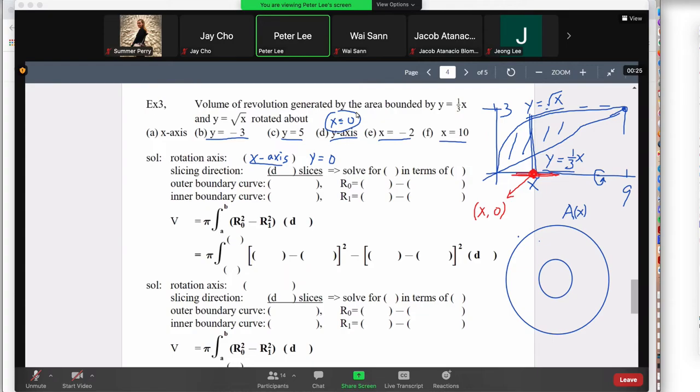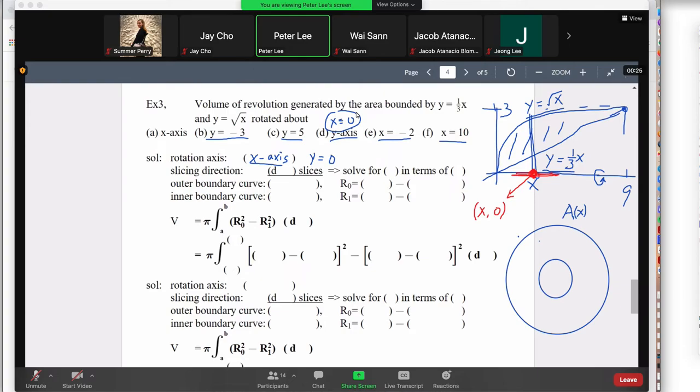Let me change my color here again. Let me change to black. At this cross section right here, the cross section is at x. Now at x here, what is this point right here? In this case, what is the main axis? The main axis is the x-axis, which is y equals 0. If the main axis is the x-axis, we will be slicing perpendicular to the x-axis. Therefore, the slicing direction will be dx slicing.